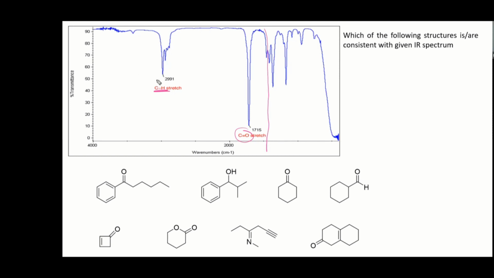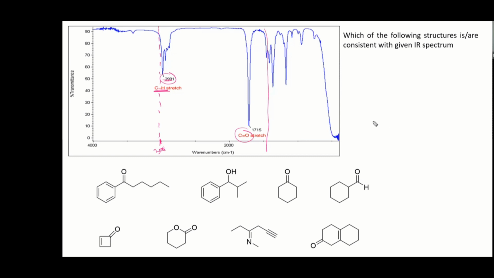But these are the two prominent features. Okay, let's look at that first. So you have an IR with the majority of signals at 2991. If you look at 3000, this is 3000: 2000, 3000, 4000. If you draw a straight line, you will see all the signals are below 3000 in this CH stretch region.